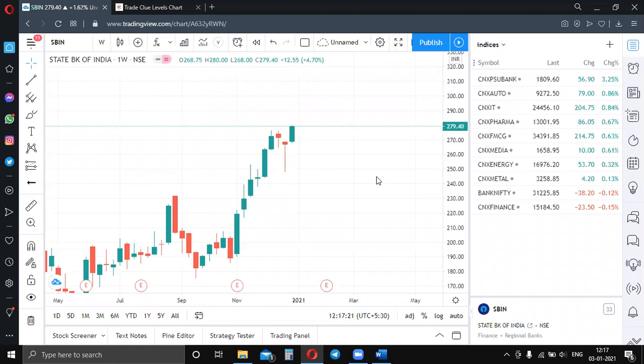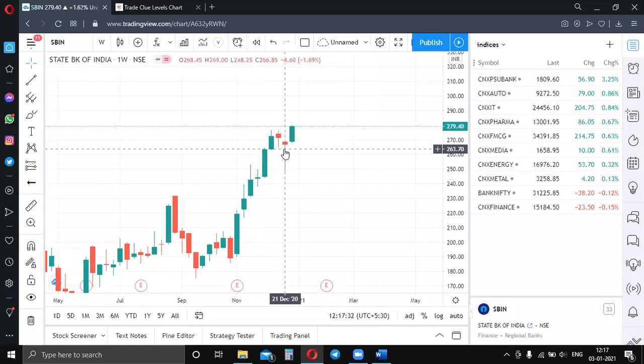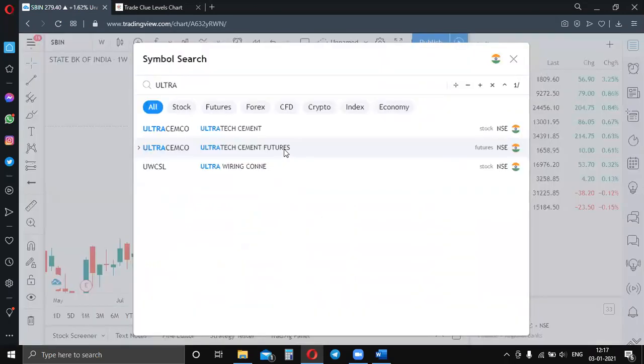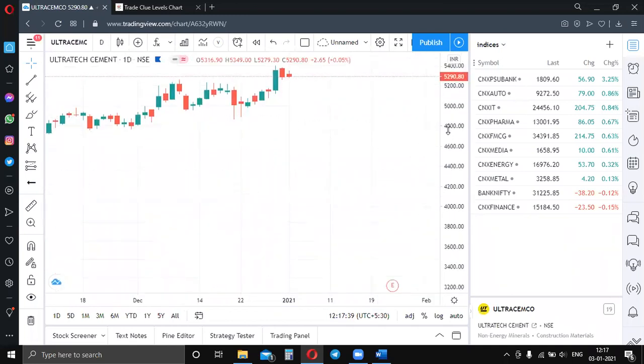Exactly, it's a narrow range. So how to see a narrow range? First thing we go and check whether the stock is under consolidation and triangle. Okay, I'll show you how to see that or recognize this pattern on daily time frame. Okay, now this is daily time frame.